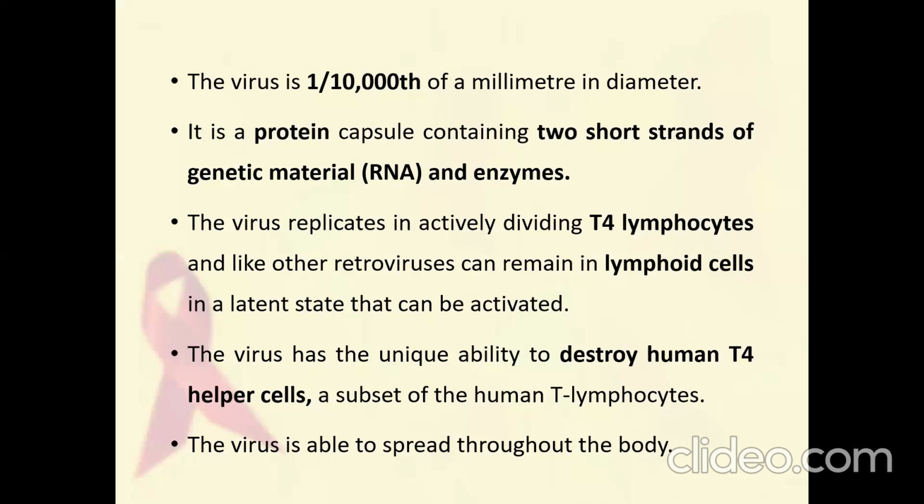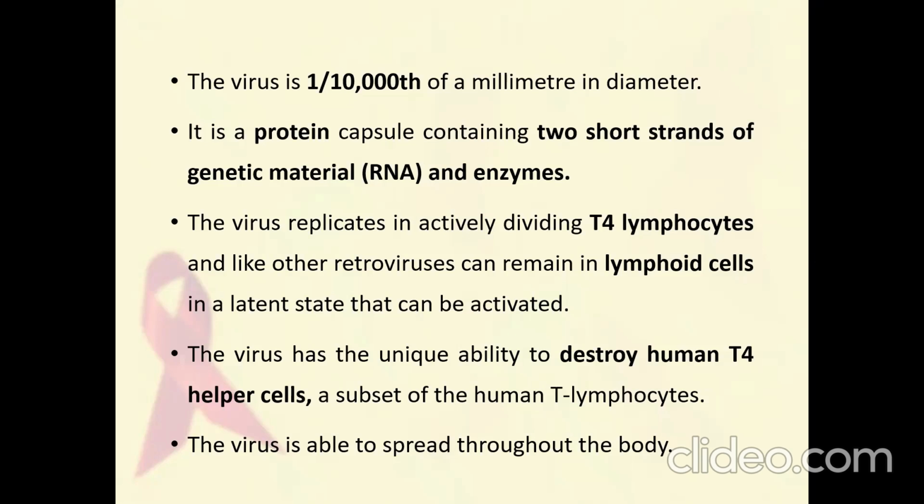So the virus is 1/10,000 of a millimeter in diameter. So small it is. It is a protein capsule containing 2 short strands of genetic material, that is RNA, and enzymes. The virus replicates in actively dividing T lymphocytes. And like other retroviruses, it can remain in lymphoid cells in a latent state that can be activated. The virus has a unique ability to destroy the human T4 helper cells, which are a subset of human T lymphocytes, and after that the virus is able to spread throughout the body.